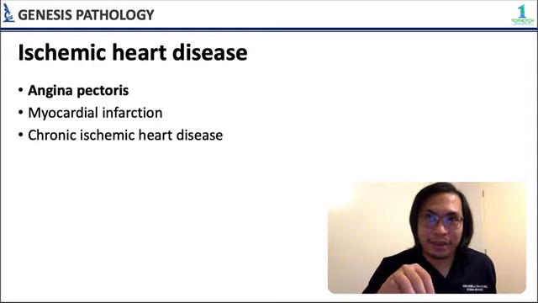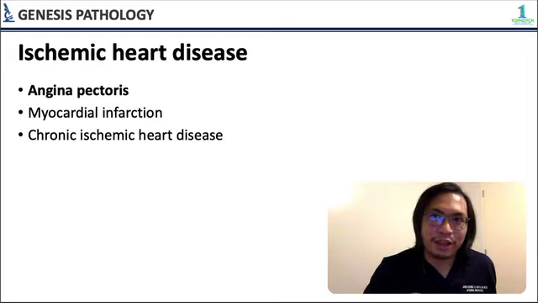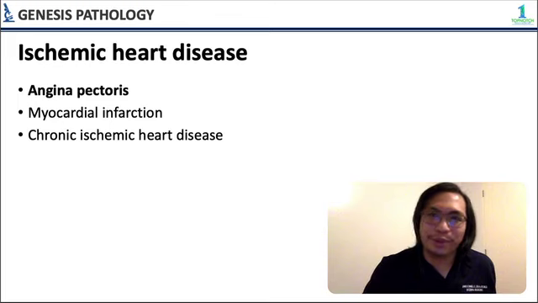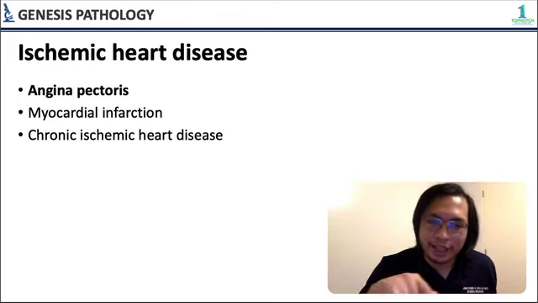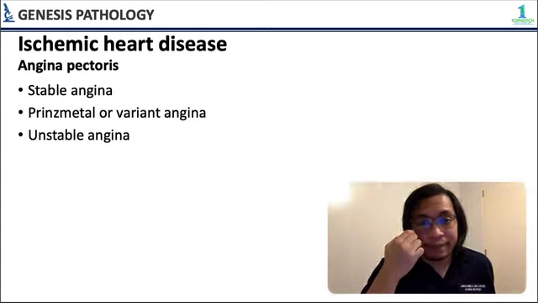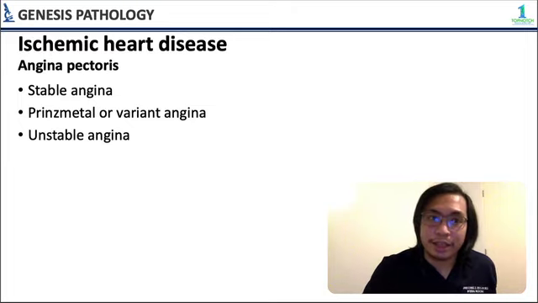Tapos in the acute coronary syndromes, magba-branch out into NSTEACS or non-ST elevation acute coronary syndrome and your STEMI, di ba? ST elevation myocardial infarction. NSTEACS will further branch out into unstable angina and non-ST elevation myocardial infarction. So that's another way to classify your ischemic heart disease. Okay? So in angina pectoris, pwedeng stable angina, Prinzmetal angina, or variant angina, or unstable angina.